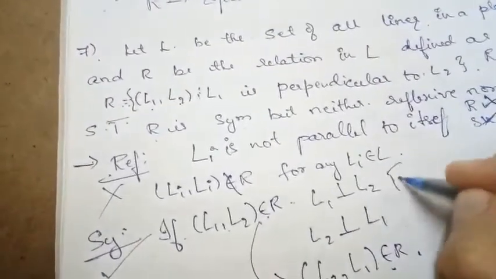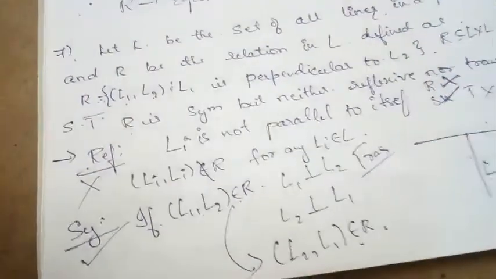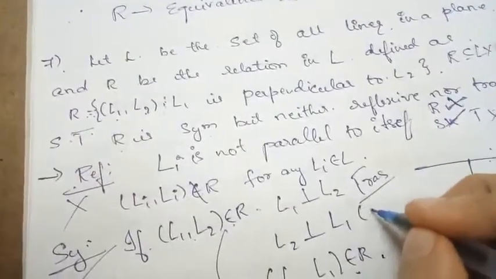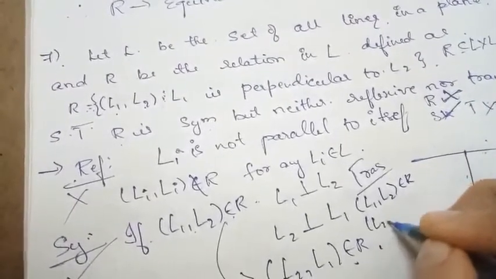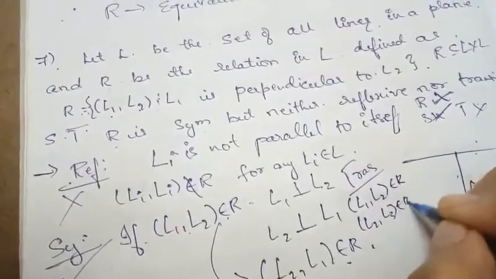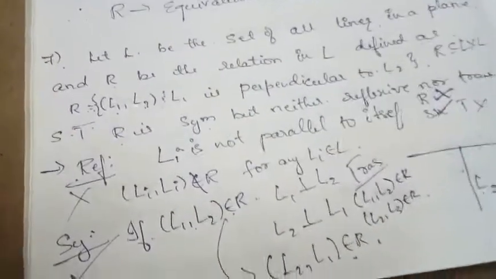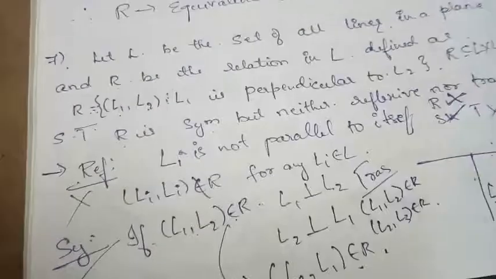Now checking for the transitive relation. What does the transitive relation say? If (L1, L2) belongs to R and (L2, L3) belongs to R, we need to check whether (L1, L3) also belongs to R.